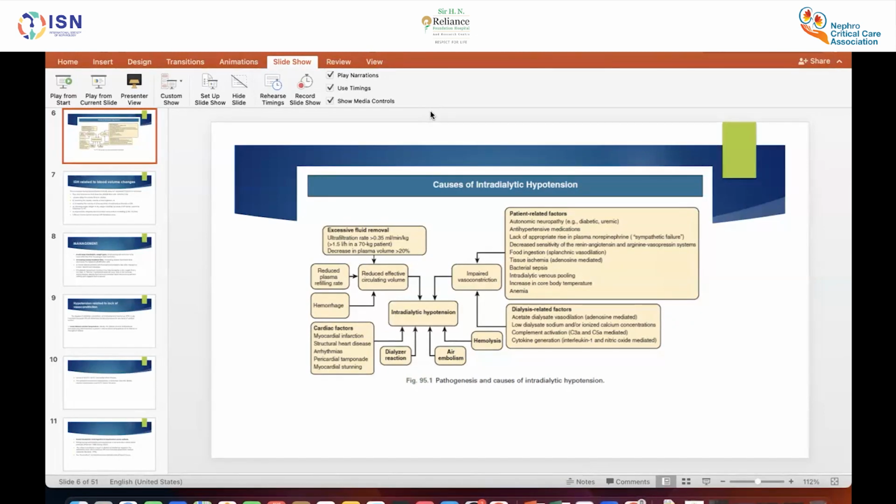Hello. Yes, sir. So you can say that normal saline is isotonic or isosmolar. The sodium content is 154 millimoles per liter, whereas our plasma sodium is 140 to 145. So is it hypertonic or hypotonic?